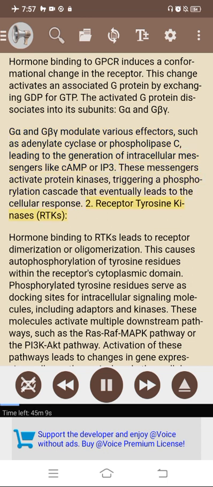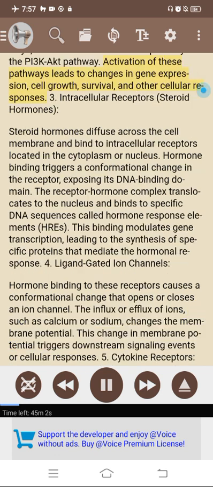2. Receptor tyrosine kinases (RTKs). Hormone binding to RTKs leads to receptor dimerization or oligomerization. This causes autophosphorylation of tyrosine residues within the receptor cytoplasmic domain. Phosphorylated tyrosine residues serve as docking sites for intracellular signaling molecules, including adaptors and kinases. These molecules activate multiple downstream pathways, such as the RAS-RAF-MAPK pathway or the PI3K-AKT pathway. Activation of these pathways leads to changes in gene expression, cell growth, survival, and other cellular responses.